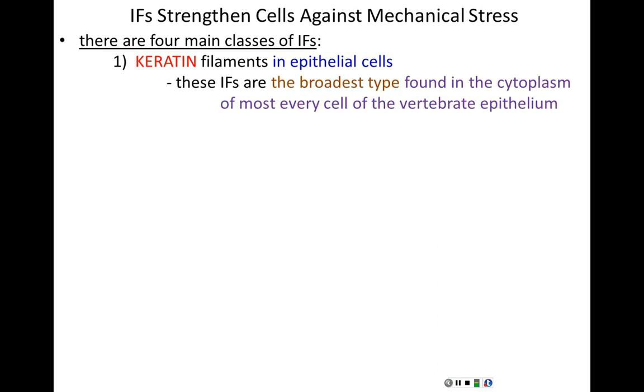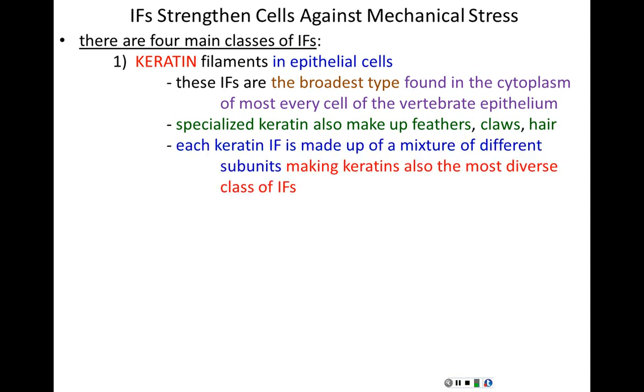These are cells of the digestive lining as well as the skin. These intermediate filaments, the keratins, are the broadest type found in the cytoplasm of almost every cell of every vertebrate animal's epithelium. There are specialized keratins that also make up feathers, claws, fingernails, hair. This is where we're more familiar with keratin.